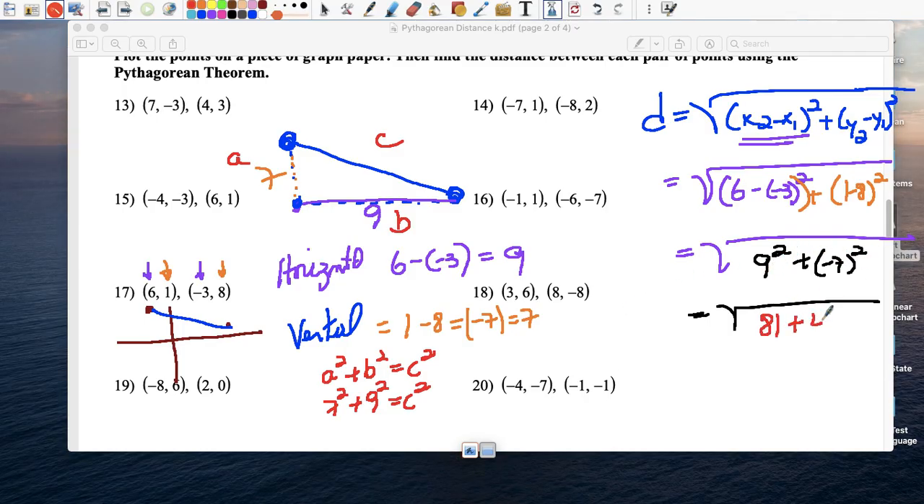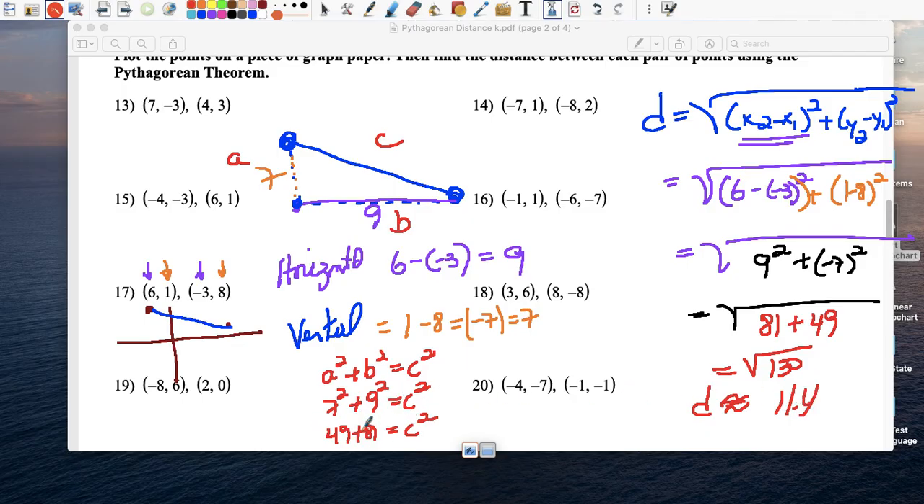-7 times -7 is 49, right? You're going to add. Here's the same thing, 49 plus 81. Notice that we're almost at the same spot. 81 plus 49 is 130, right? And we have to take the square root of that. And we end up getting approximately, the distance is approximately 11.4.